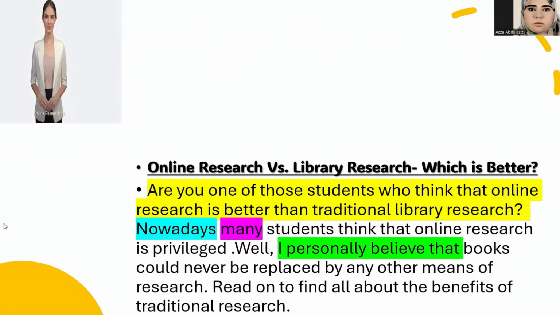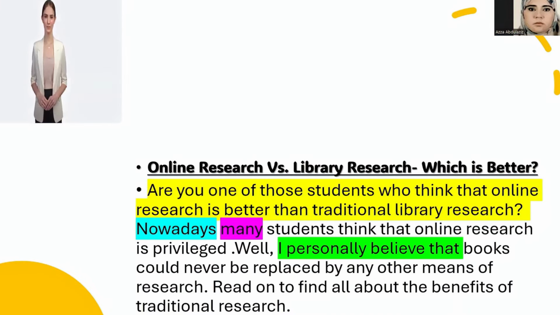Online research versus library research, which is better? Are you one of those students who think that online research is better than traditional library research? Nowadays, many students think that online research is privileged. Well, I personally believe that books could never be replaced by any other means of research. Read on to find all about the benefits of traditional research.